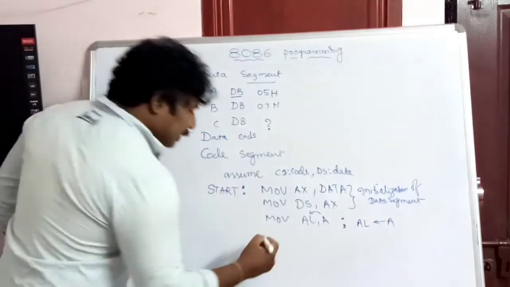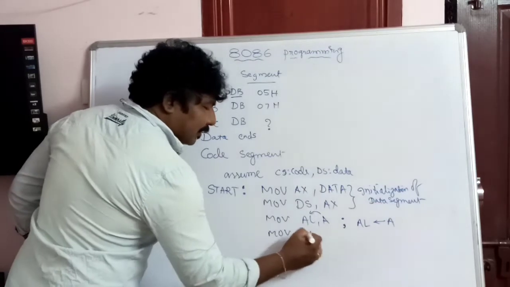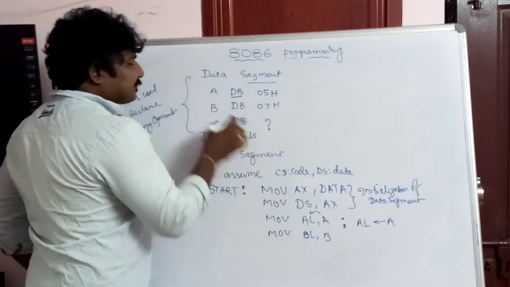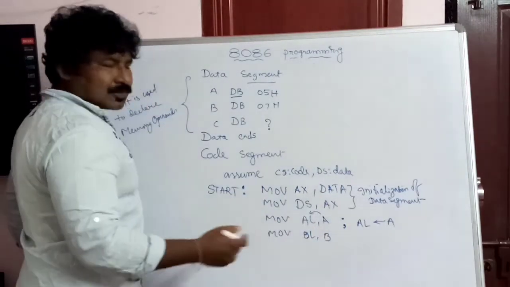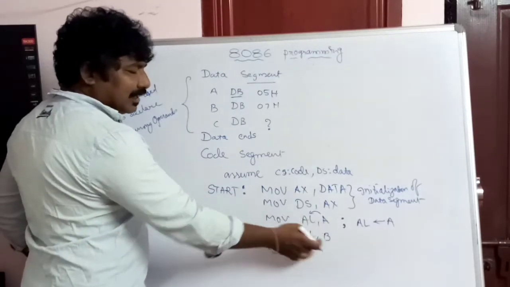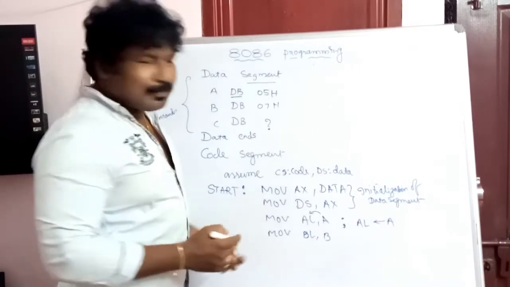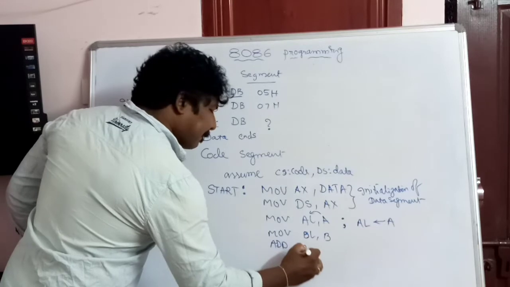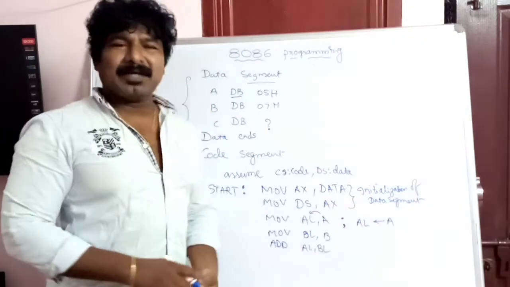So I can take another operand into another register. I take the B value into BL. I will transfer the value of the second operand B into the BL register. So my values are available in AL and BL. Then what I can do is simply perform the addition between the AL and BL registers. So I can write it as ADD AL, BL.